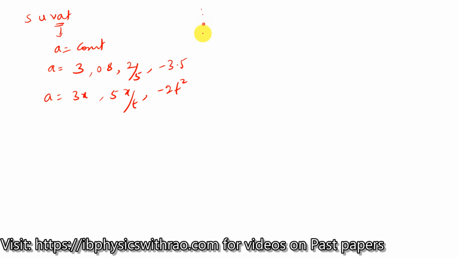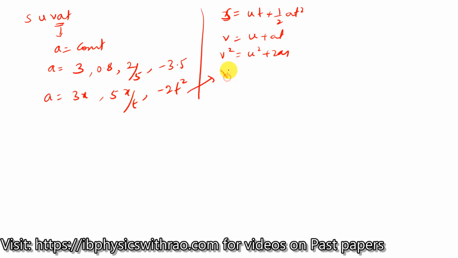So now what are the three equations of motion? The three equations of motion are s is equal to ut plus half at square, v is equal to u plus at, v square equal to u square plus 2as. These three equations you can use only when the acceleration is a constant. So this you should not use it over here. This is all about SUVAT equations. You should know when you have to use which equation.